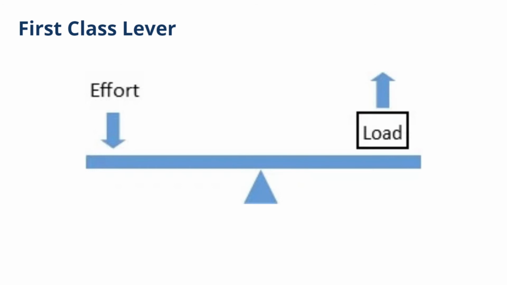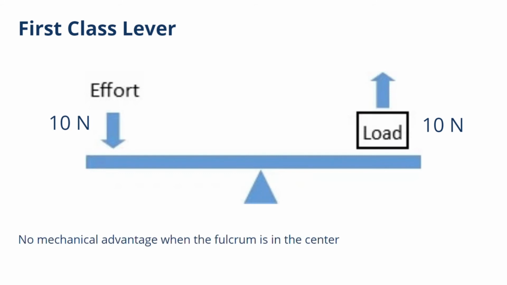If the fulcrum is in the middle, like on a seesaw or a balance scale, otherwise shown like this here, then to lift 10 pounds of weight, you need to apply 10 pounds of force. The effort and the load are the same. And because the effort and the load are the same, the lever doesn't let you lift anything heavier than you could normally lift, and there is no mechanical advantage.